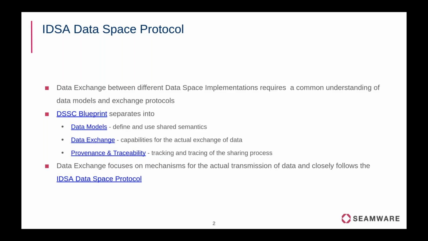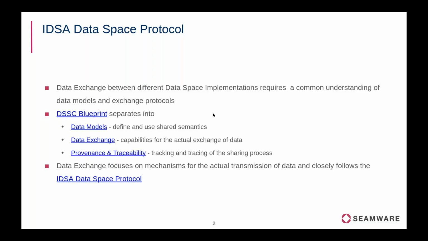So data exchange between different dataspace implementations in general requires a common understanding between the participants in terms of data model and also the protocols that are used for the data exchange. In order to do that, we're usually separating into different topics of the data space interactions. And I took a look into the DSC blueprint, which mostly separates it into three parts. First one is the data model that defines and uses the shared semantics in the data space, the data exchange, which actually defines the capabilities for exchanging the data itself. And there's always also provenance and traceability, which is focusing on tracking and tracing of the sharing process.